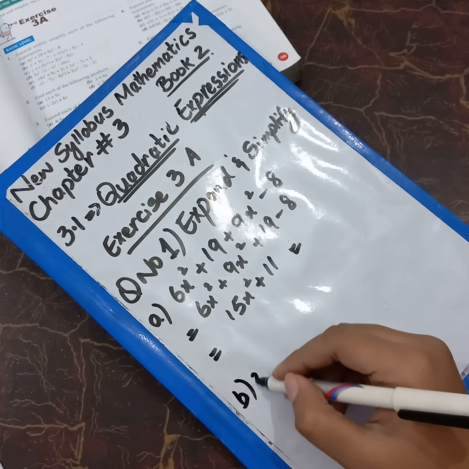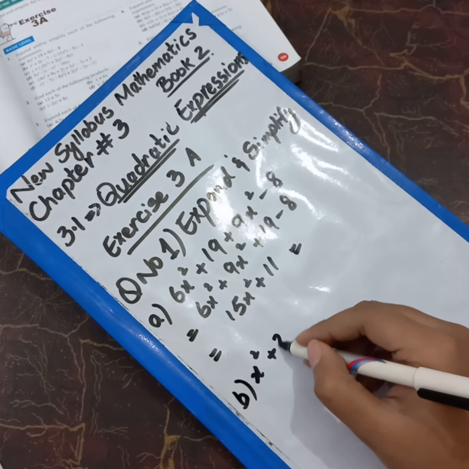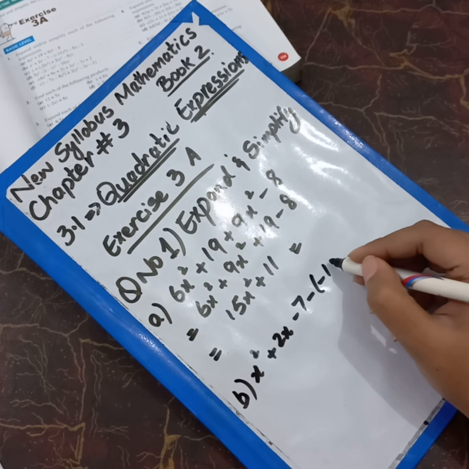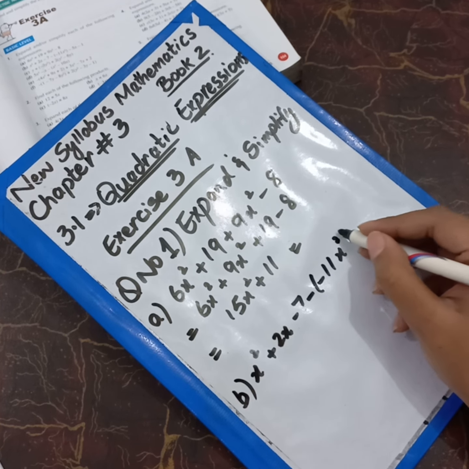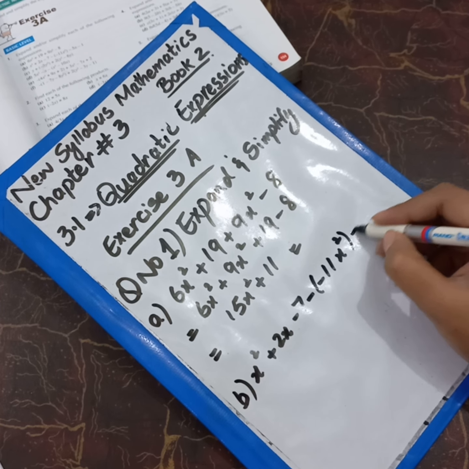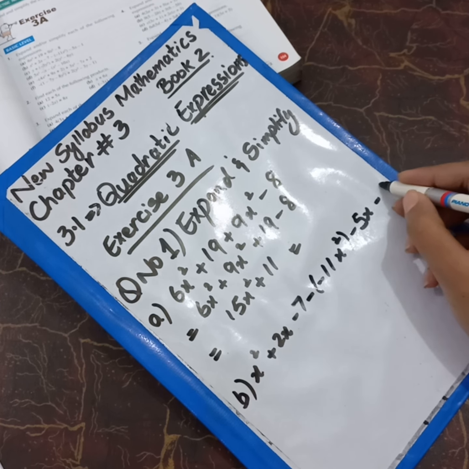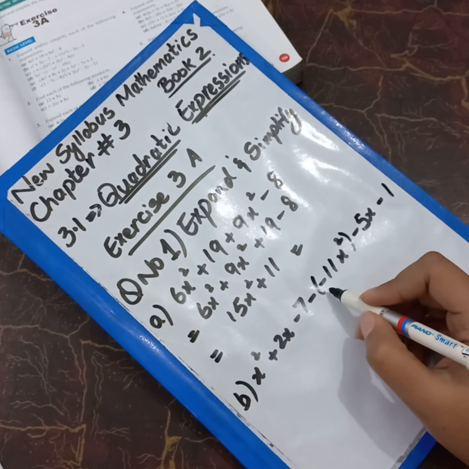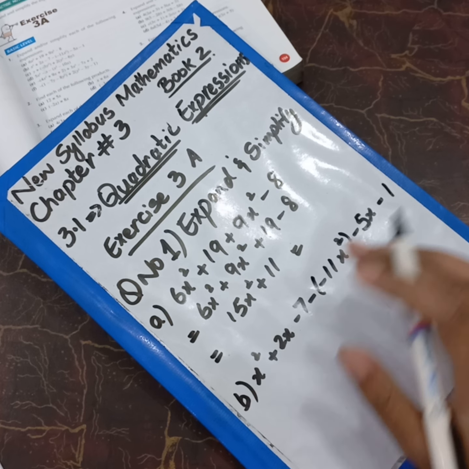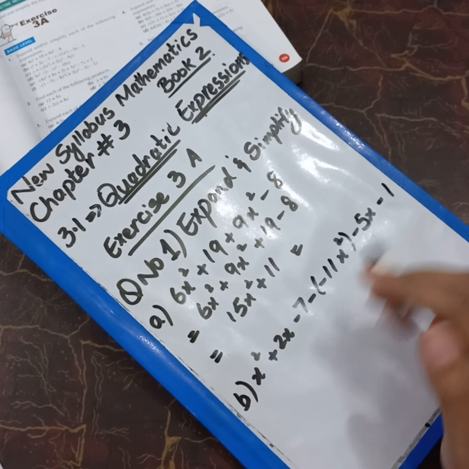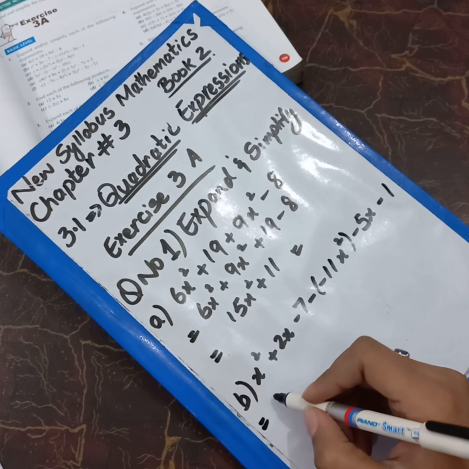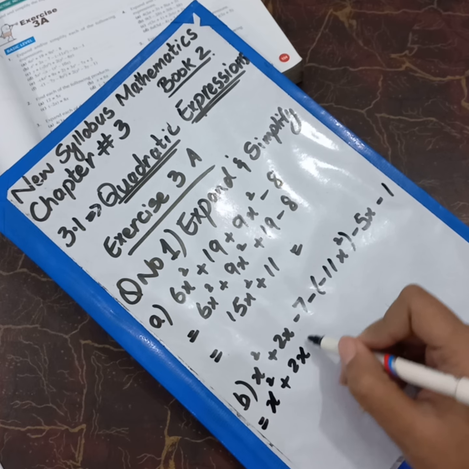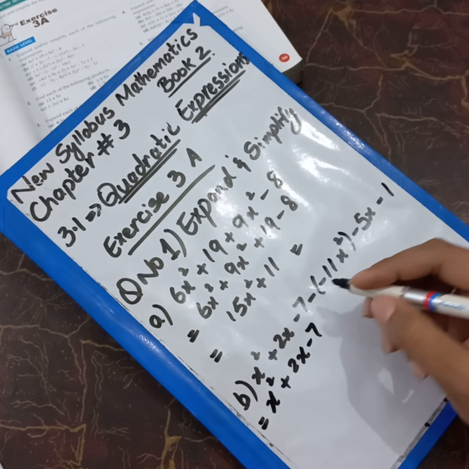B part is x square plus 2x minus 7 bracket minus 11x square minus 5x minus 1. Here there is a need of expansion because brackets are there. When the brackets are there, we will open the brackets and we will expand it, then simplify it afterwards. The first step is to open the bracket. So let's start x square. Rest of the terms will come down as it is.